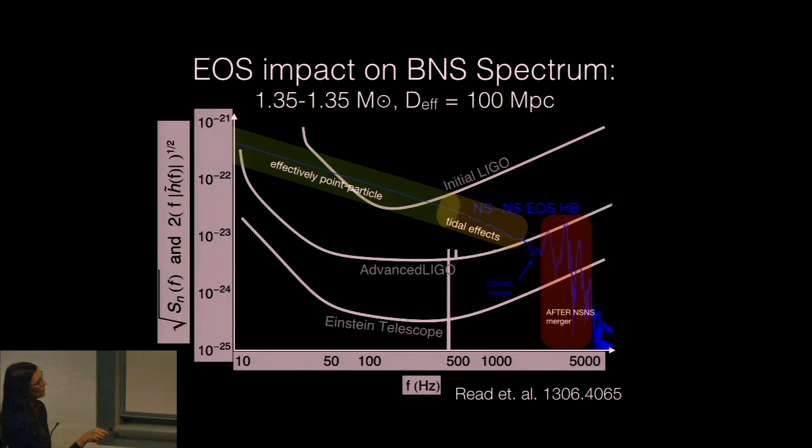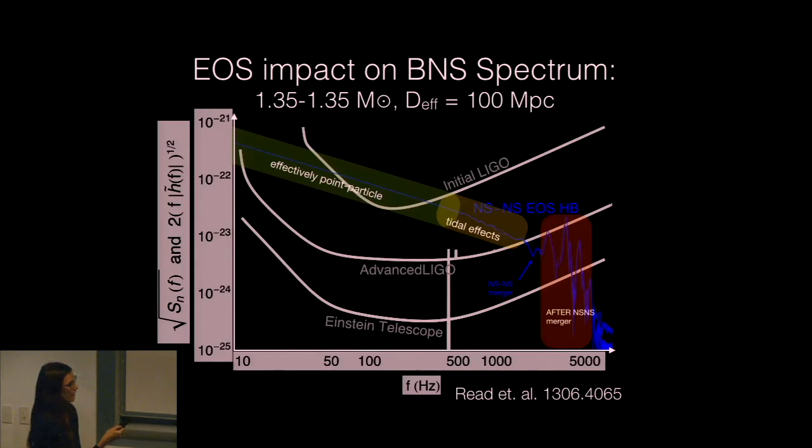But this is just showing here for the in-spiral, there's sort of a regime where the signal is effectively point particle. There's a regime where the tidal effects become too significant, the neutron stars merge, and then there's this region after the merger with that final merged object oscillating, which can have additional gravitational wave emission. So this is something for a very canonical, sort of typical equation of state properties.